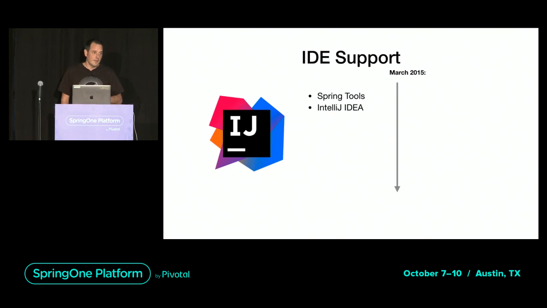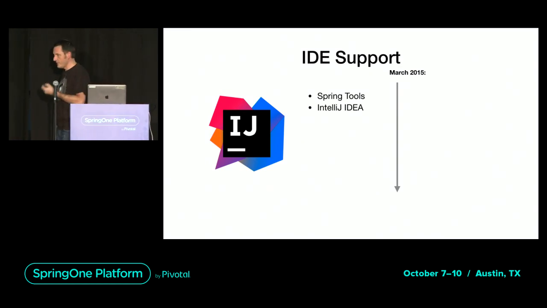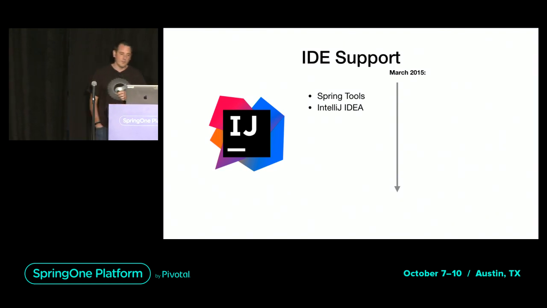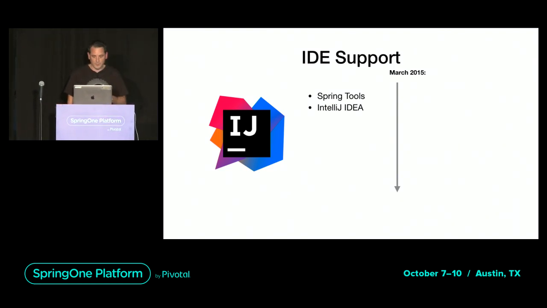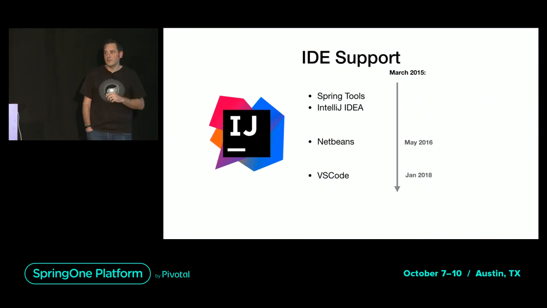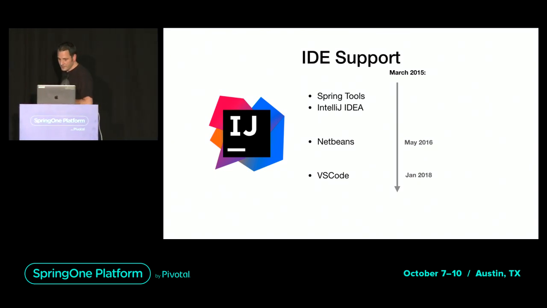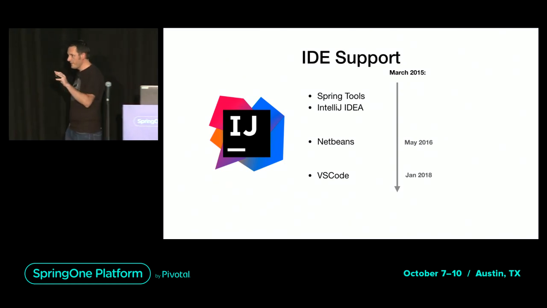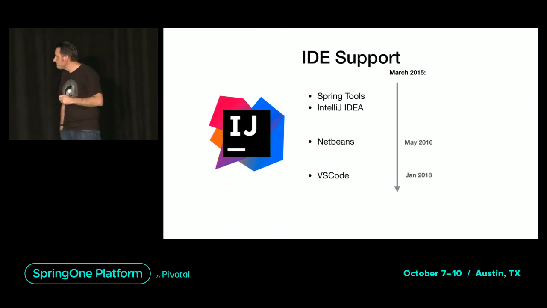IDE support also. I told you about this metadata file that we described. So we worked with IDE vendors so that they start using that and provide a dedicated UI. So you have that in STS and IntelliJ as of March 2015. A year after that, we had support for NetBeans. It was a contribution from the community. More recently, VS Code joined the fun. So if you're using VS Code, you also have a plugin for that. There is no plugin for Emacs. There's no plugin for VI I'm aware of. But if you're using any of those things, you probably know how to write a plugin for it.